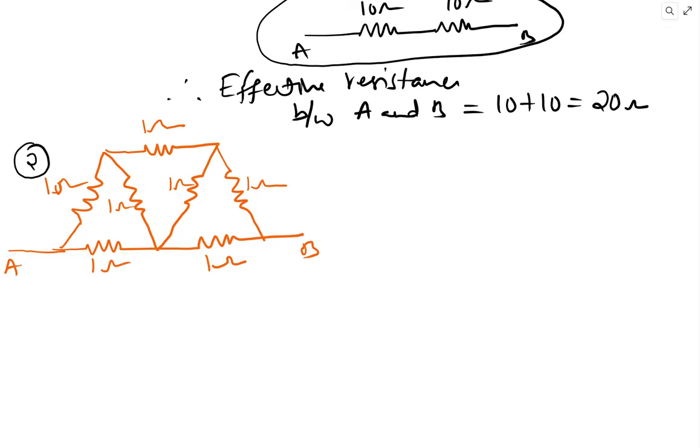Okay friends, this is another problem you can see, and we are asked to find the effective resistance between A and B. Now you can see here three deltas are there. All resistors are carrying only 1 ohm here.